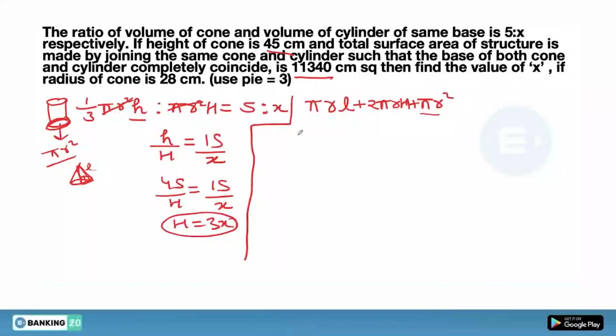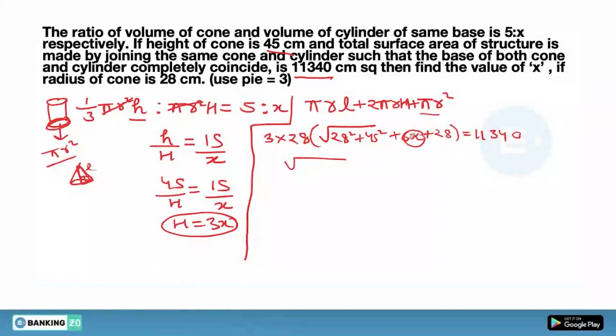So what would be the value of L? See, we are going to solve it. 3 cross 28 would be taken as common, and for the value of L I will be using root of 28 square plus 45 square, plus 6x plus 28 is equal to what? Its value is given, 11340. That means from this I can easily calculate the x value. And what was asked? We were asked about the x value only. So let's try to solve this.